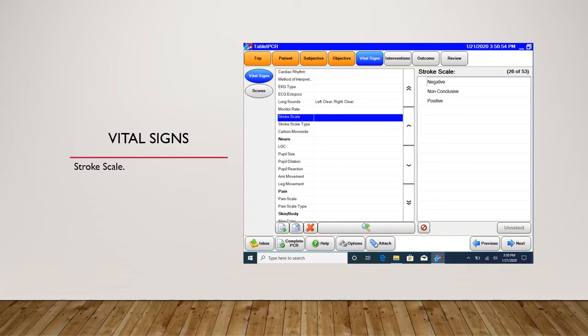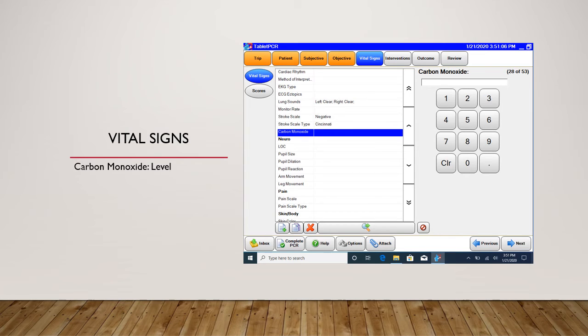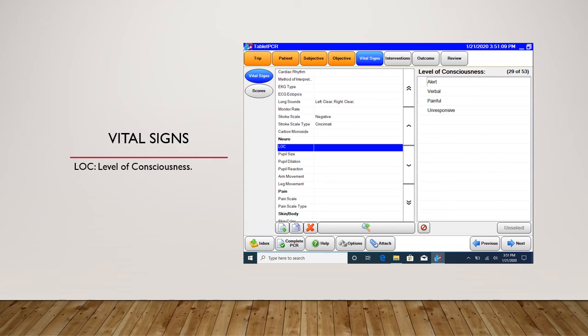Stroke scale, if you didn't do one, you can just leave this blank, but if you did one, it's good to put what it is, if it's pertinent to your call. Stroke scale type, Cincinnati, there's a bunch of other ones here. If it's other, just make a note in the comments that it's another type. Carbon monoxide, we have no way to test carbon monoxide in this division. Level of consciousness, are they alert or not?